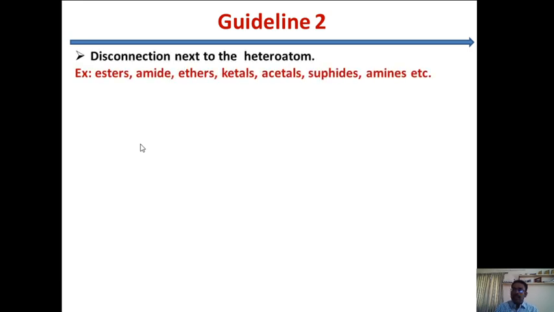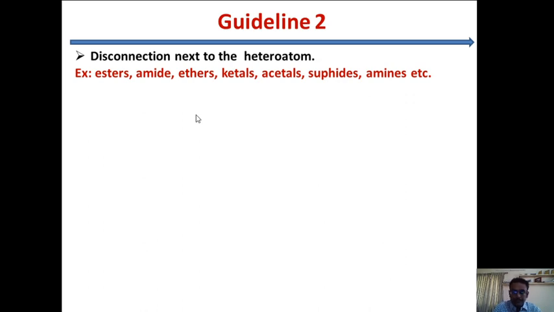The guideline number 2 is disconnection next to the heteroatom. We have already done that, and the example we took in the first guideline also has a heteroatom. So the first thing to remember is that if you have a heteroatom, the disconnection should be next to the heteroatom, like ester, amide, ether, ketals, acetals, sulfides, amines. These are all functional groups where you will see heteroatoms.